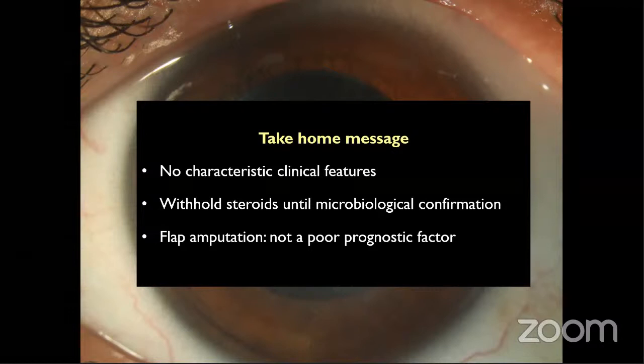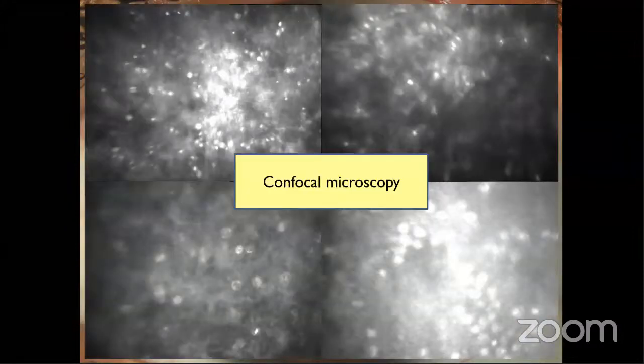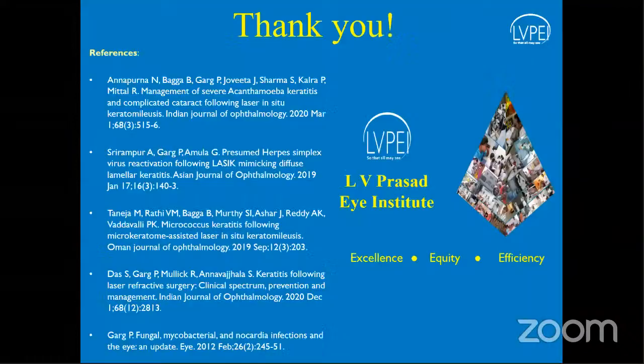Amputation of the flap can also be done if it is necrotic, and the non-salvageable part should be removed. This is basically not a poor prognostic factor, so we should not hesitate in flap amputation if it is necessary. Even confocal microscopy can help in the diagnosis of Acanthamoeba keratitis, though it was not done in our case. Thank you.